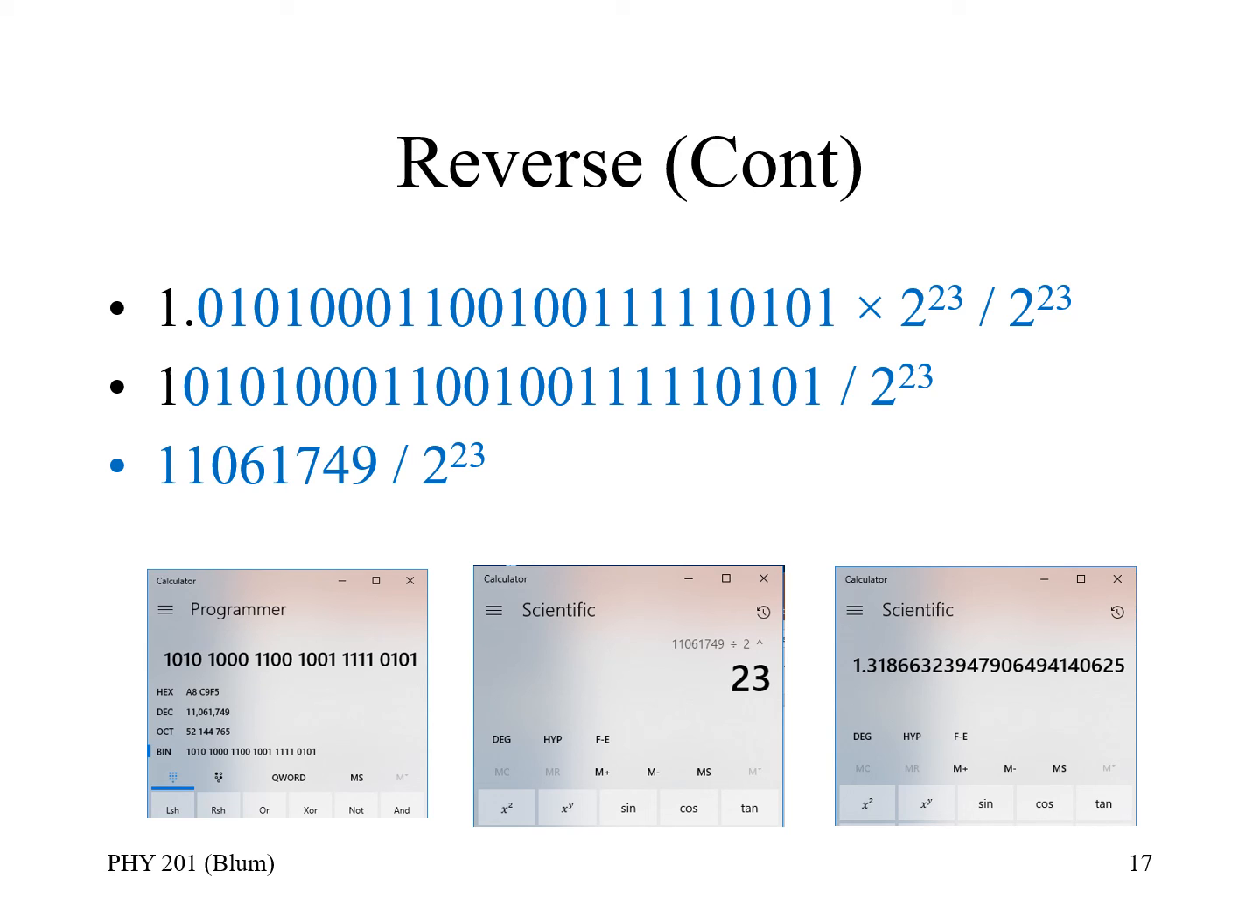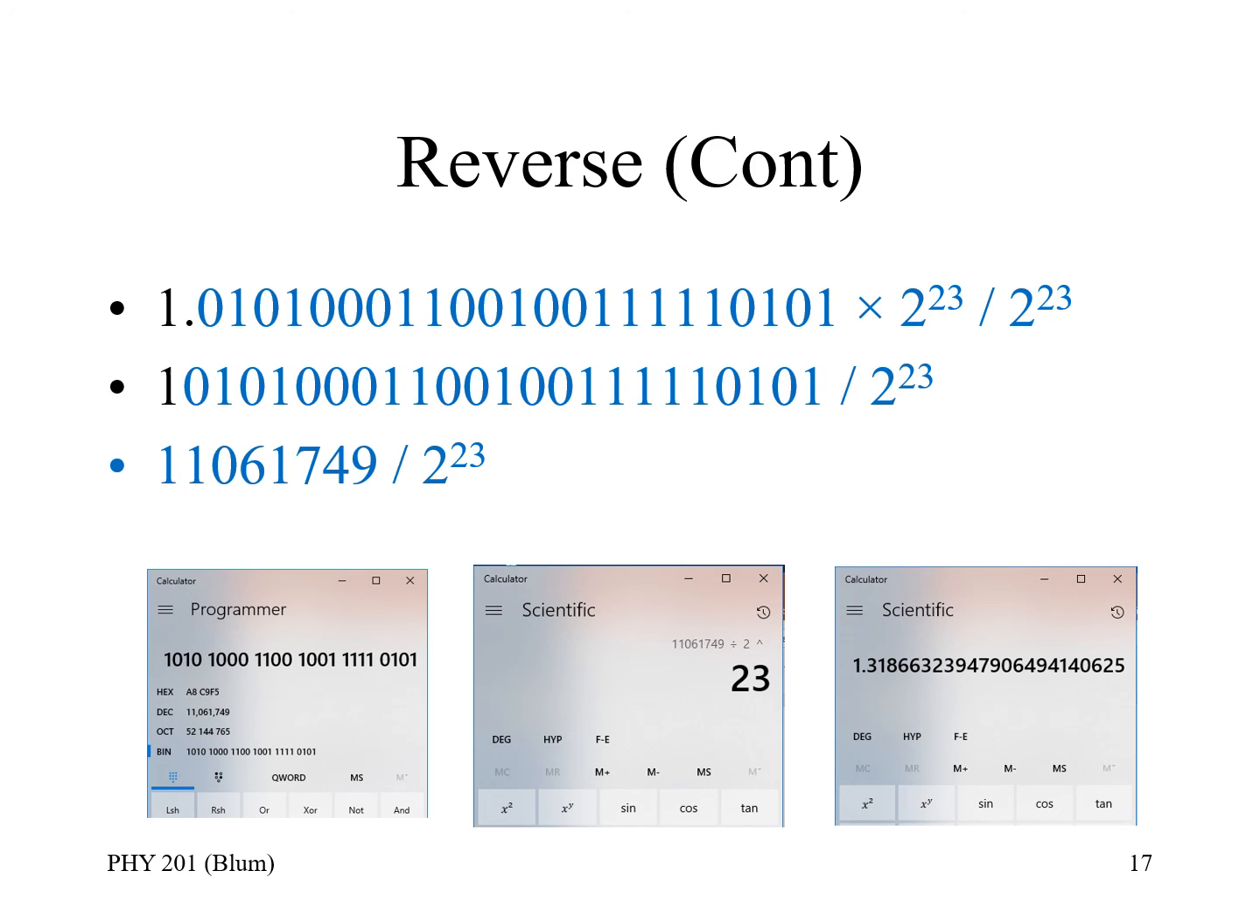But if I take the 1.01 etc., and multiply it by 2 to the 23, I can think of that as moving the decimal place 23 times. So I will get now just a whole number, and then I divide it by 2 to the 23. So I'll take that number, the 24 bits, find out what it is in decimal, divide it by 2 to the 23 in my scientific mode, and get a number. That number should be between 1 and 2 if I do this right.